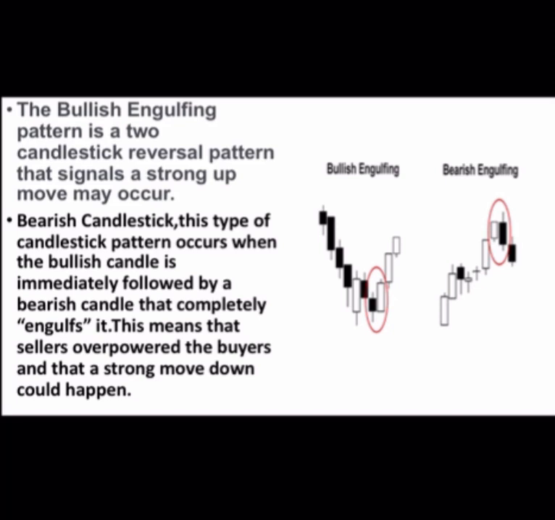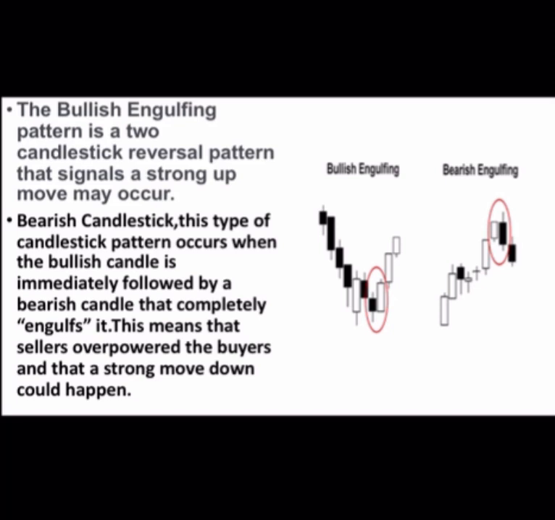So here we have the bullish engulfing pattern, a two-candlestick reversal pattern that signals a strong up move may occur. The bearish engulfing pattern indicates when a bullish candlestick is immediately followed by a bearish candle that engulfs it. This means that sellers overpower the buyers and that a strong move downward could happen.